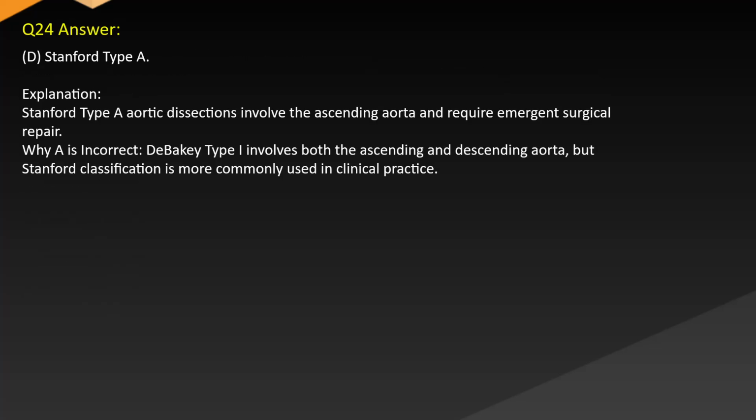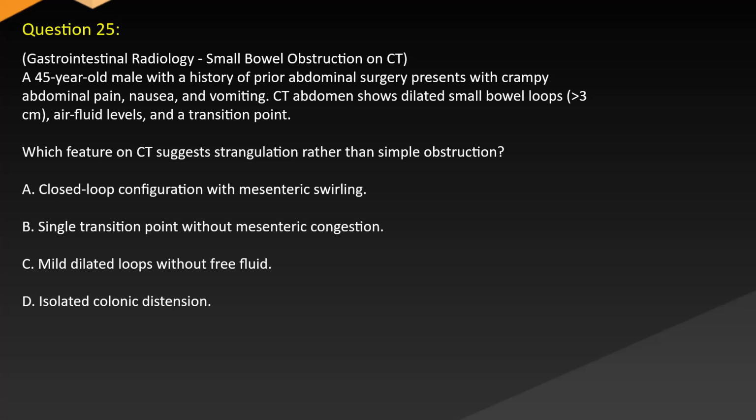Explanation: Stanford type A aortic dissections involve the ascending aorta and require emergent surgical repair. A is incorrect. DeBakey type I involves both the ascending and descending aorta, but the Stanford classification is more commonly used in clinical practice.